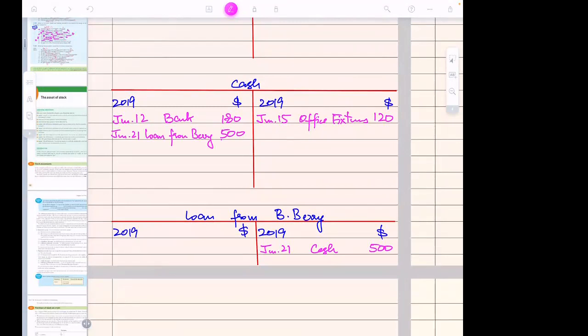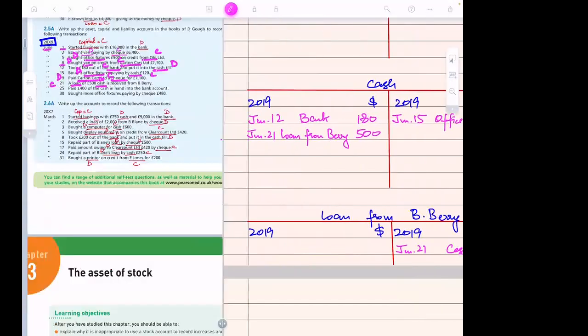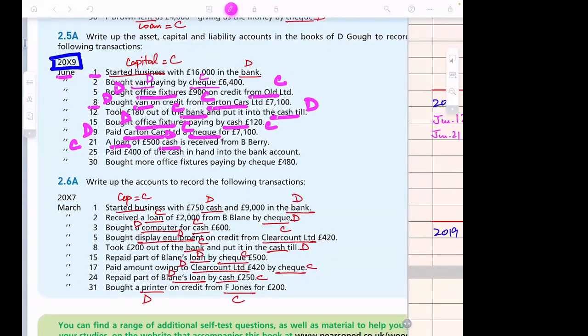Okay. Then next we have paid 400 of the cash in hand into the bank. So bank will be debited and cash will be credited.